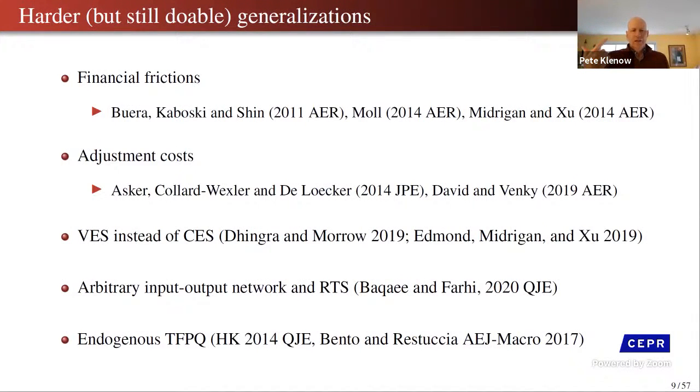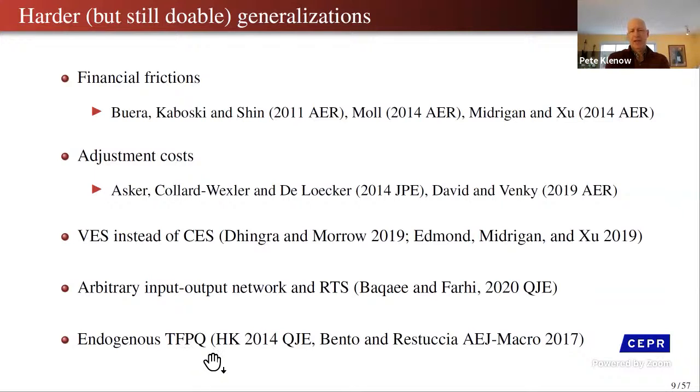What about the car industry? It uses steel and all these other inputs, and then cars can be used as inputs into making steel, et cetera. So, general input-output structure. Fortunately, there's this beautiful paper by Bakai and Farhi that treats a very general environment in terms of input-output, and in terms of things like constant returns to scale, which I was imposing. And then there's all kinds of interesting issues.